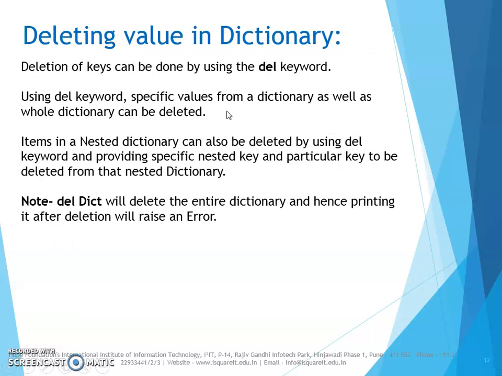Next point is deleting the values from a dictionary. Deletion can be done by using the del keyword. Using the del keyword, specific values from the dictionary as well as the whole dictionary can be deleted. Items in a nested dictionary can also be deleted using the del keyword, providing the specific nested key, that is, the particular key to be deleted from the nested dictionary. We'll see examples of all these in the upcoming slides. Now, del dict will delete the entire dictionary, and hence printing it after deletion will raise an error.